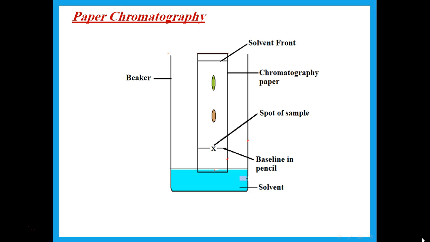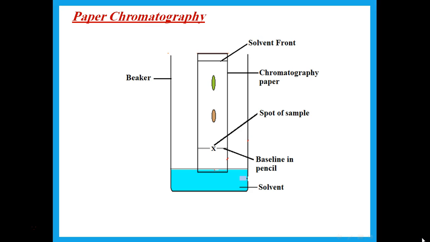The one that is less soluble doesn't go up as much. If something is not soluble at all, it will remain on the baseline. So if at the end you still have a spot at the baseline, that means that spot or that substance does not dissolve in the solvent.